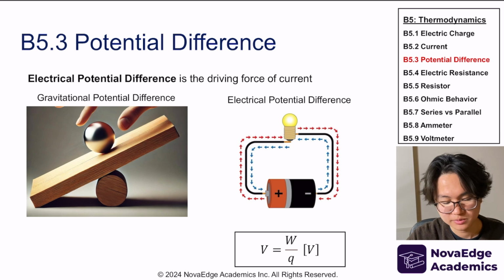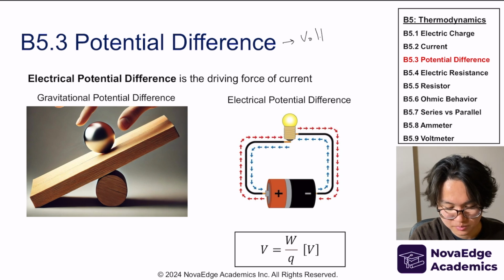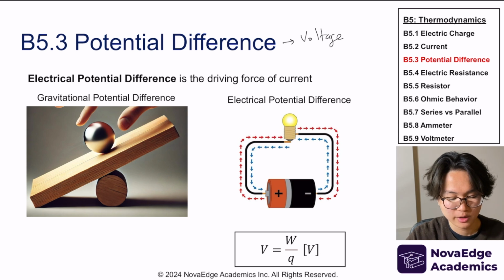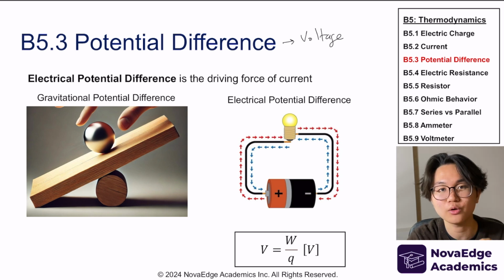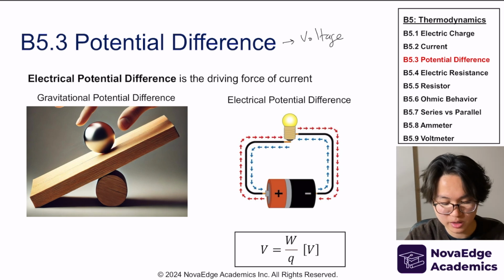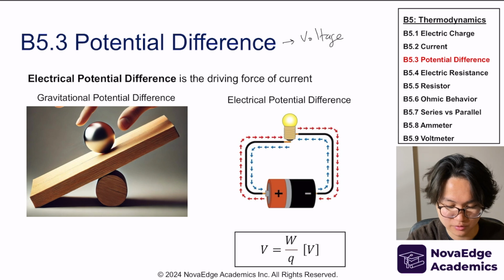So the second concept that we're going to talk about is called potential difference, okay? And you might actually know this as voltage. Maybe you've taken a class before in high school and you've learned what voltage is, okay? So electrical potential difference is actually the driving force of current. So that's the reason why electrons flow from one place to another. It's not magic. It's because there's some sort of thing that's pushing it to go from there, okay? And that's the electrical potential difference, okay?